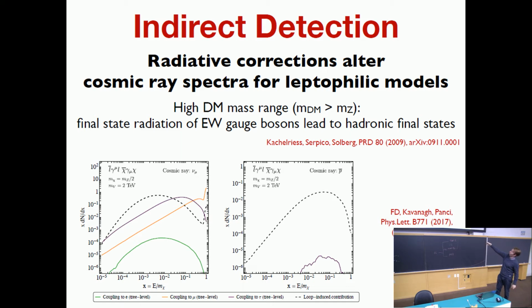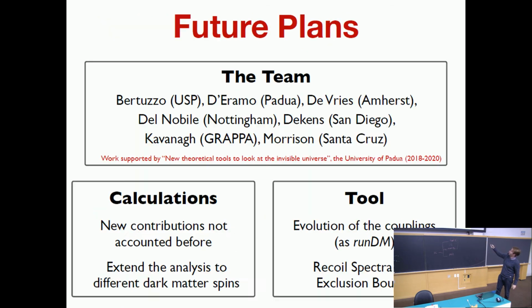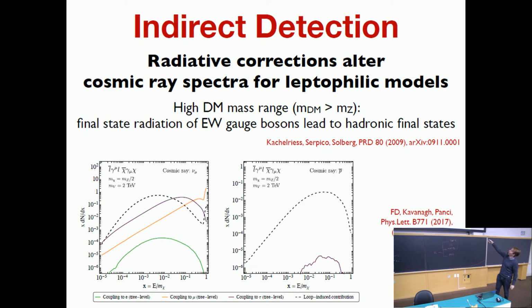No, so I was saying that this was known and it was pointed out for the first time in this paper. So what we did was to consider lower mass, and there you can see that you get antiprotons also in this mass region after you include these corrections. Okay.